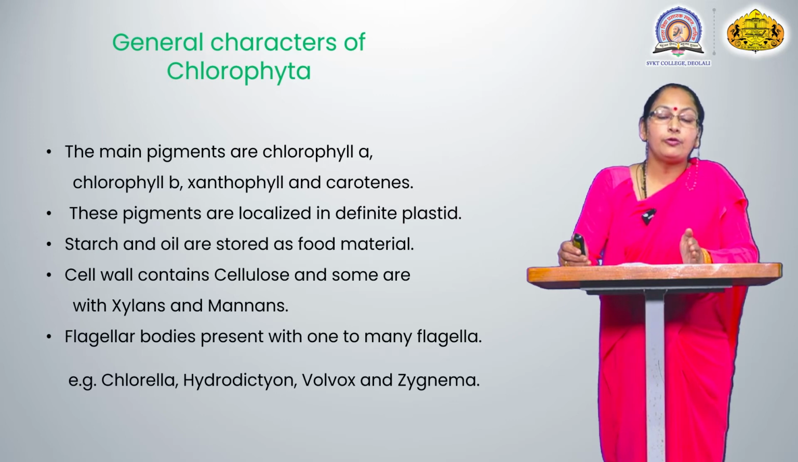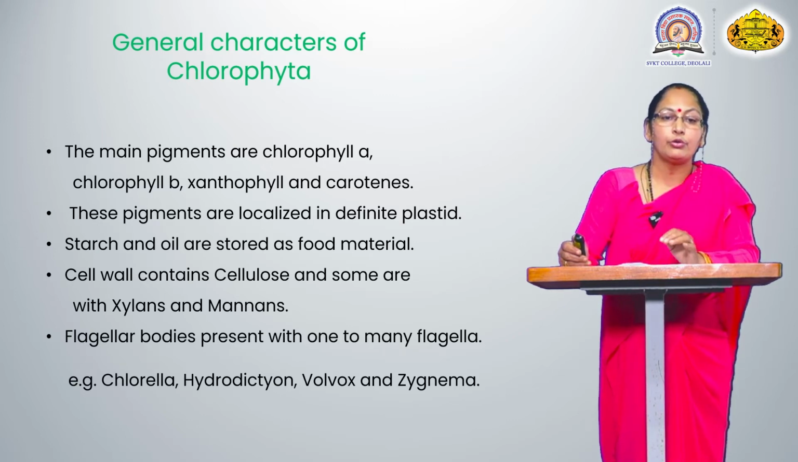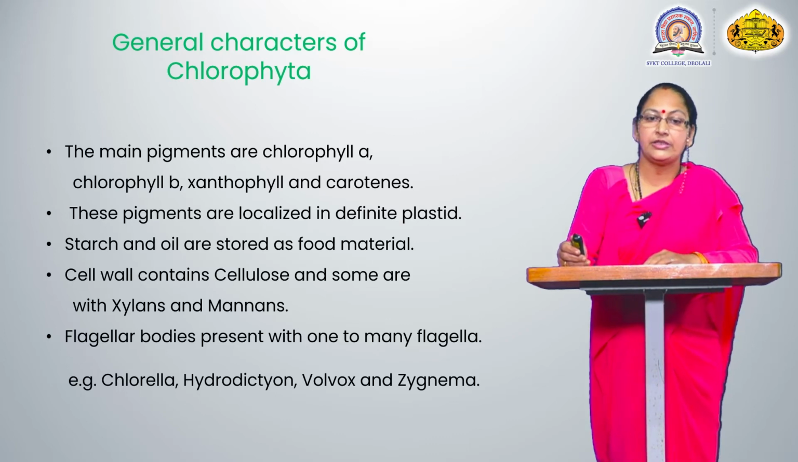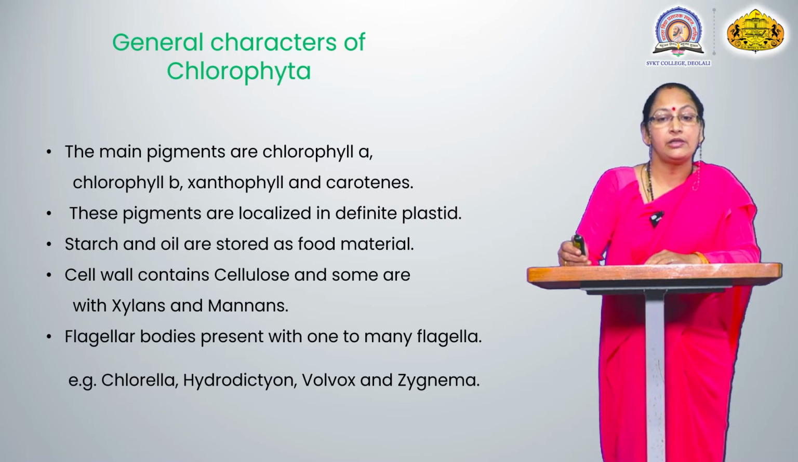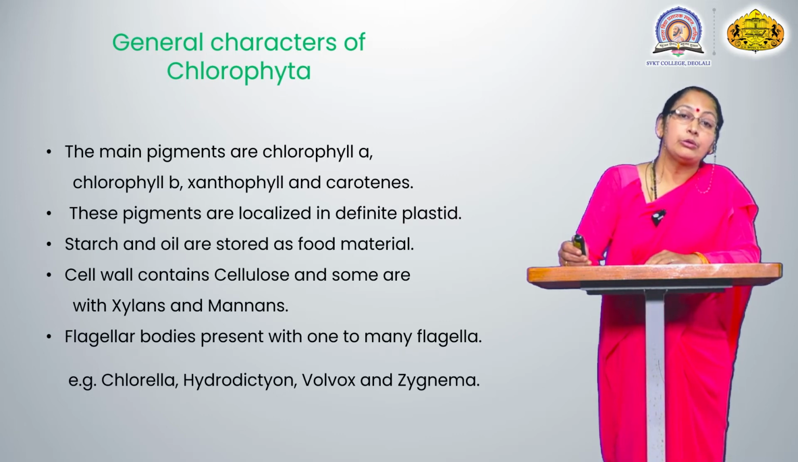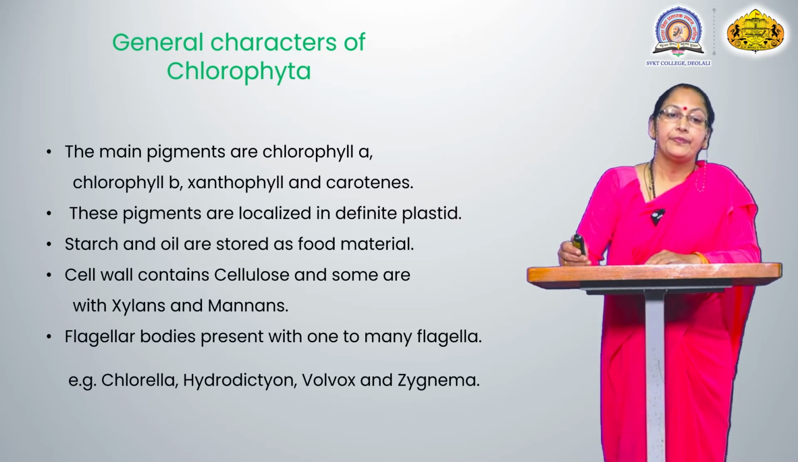Green algae form with the help of pigments: chlorophyll A, chlorophyll B, xanthophyll and carotenes are present in Chlorophyta. That's why it is important. Then next, these pigments are localized in definite plastids. It is a definite plastid present in chlorophycean algae. It is a very important character because these pigments give the color of the algal body.